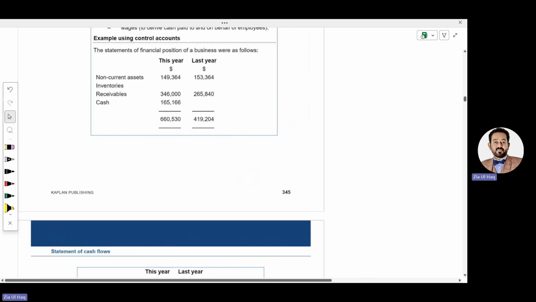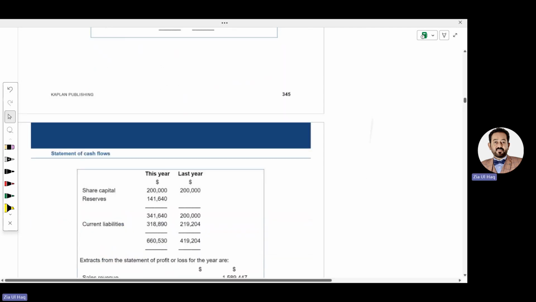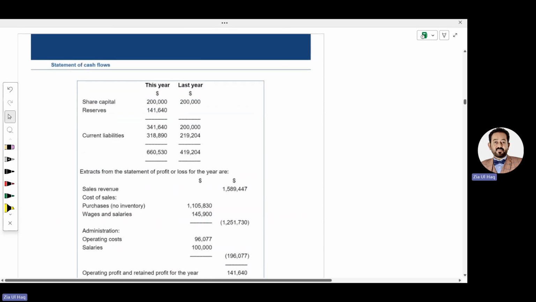The statement of financial position of a business was as follows. Non-current assets this year and last year, meaning this is the closing balance and this is the opening balance. Inventories are not there. Receivables opening and closing balance. Cash closing balance. Share capital and reserves opening and closing balance. Current liabilities mean payables.